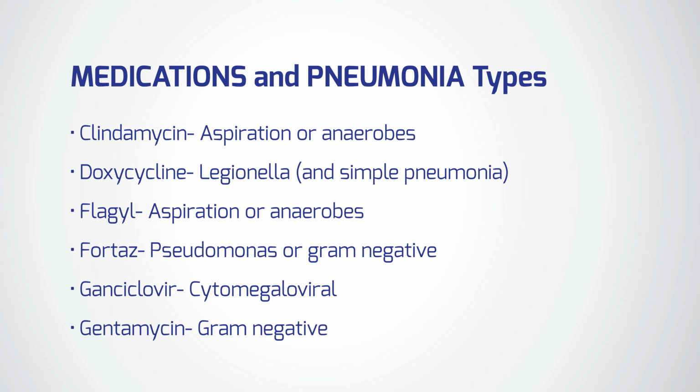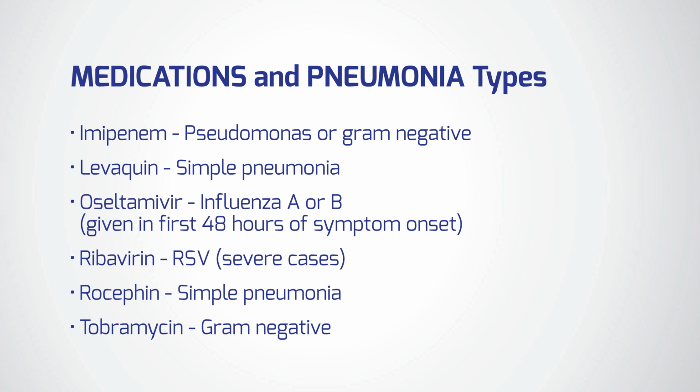Doxycycline is often given for Legionella and simple pneumonia. Flagyl can be given for aspiration or anaerobes pneumonia. Fortaz can be given for Pseudomonas or gram-negative pneumonia. Ganciclovir is given for cytomegaloviral pneumonia. Gentamicin is given for gram-negative pneumonia. Imipenem is given for Pseudomonas or gram-negative pneumonia. Levaquin is given for simple pneumonia.